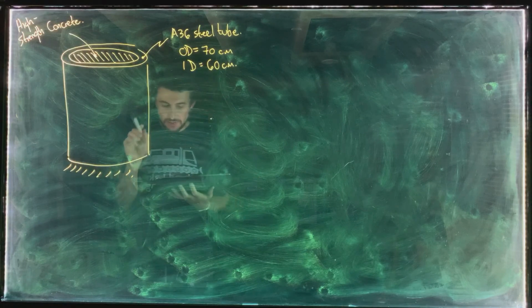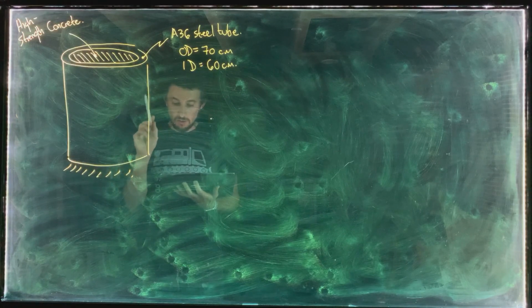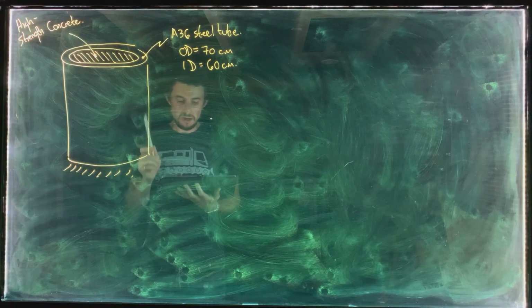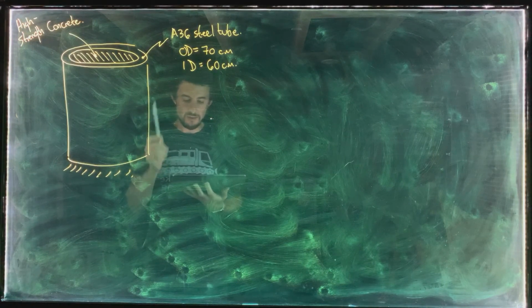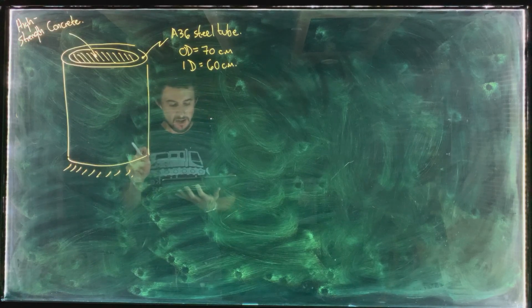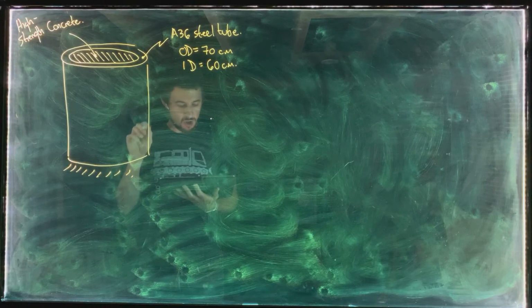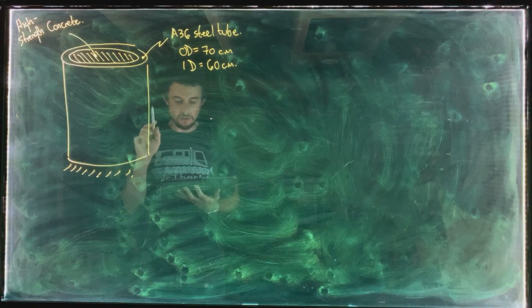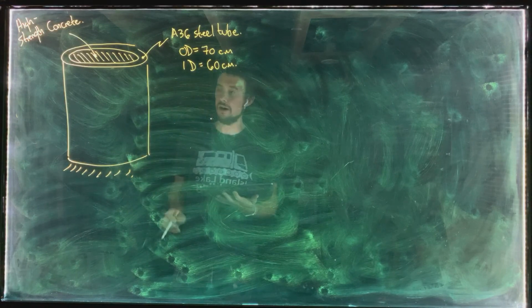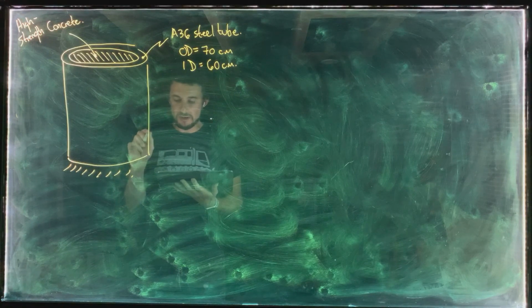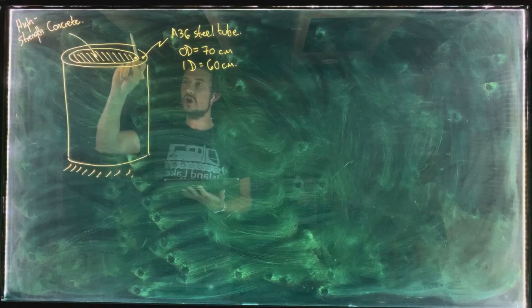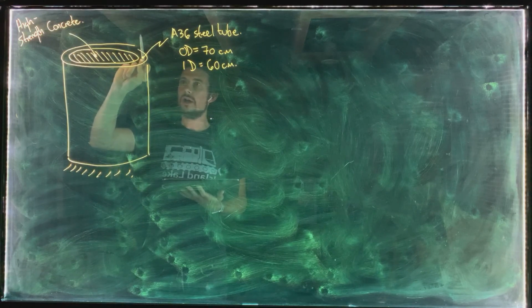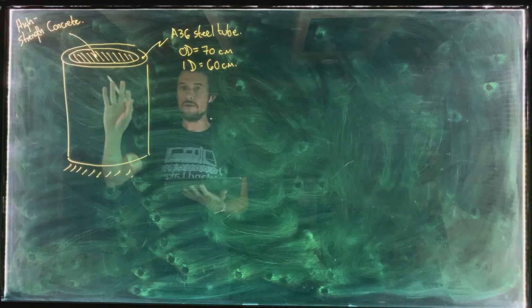Okay, so I'll read the problem statement here. It says, a column is made by pouring high strength concrete into an A36 steel tube with an outer diameter of 70 centimeters, inner diameter of 60 centimeters. The concrete and steel are well bonded when the concrete dries, so there is no slip between the two materials when they are loaded. That's a key sentence there, right? So there's no slip between the concrete and the steel when they're loaded. So the whole column, in other words, deforms as one solid piece.